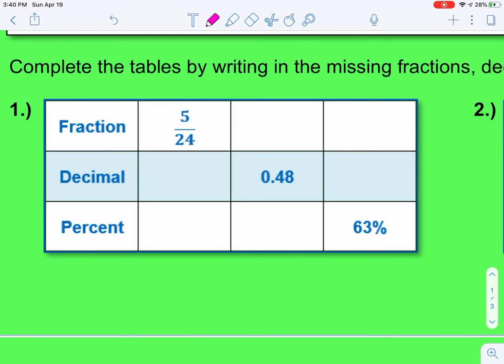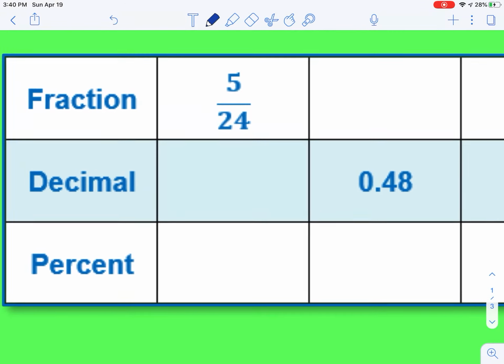So I'm going to complete this table, and I'm going to start wherever my number is that they give me. I'm going to work my way down. So my first one here, I have a fraction 5/24. So to turn that into a decimal, I'm just going to divide. So 5 divided by 24. It'll be really easy for you today and helpful for you if you have a calculator.